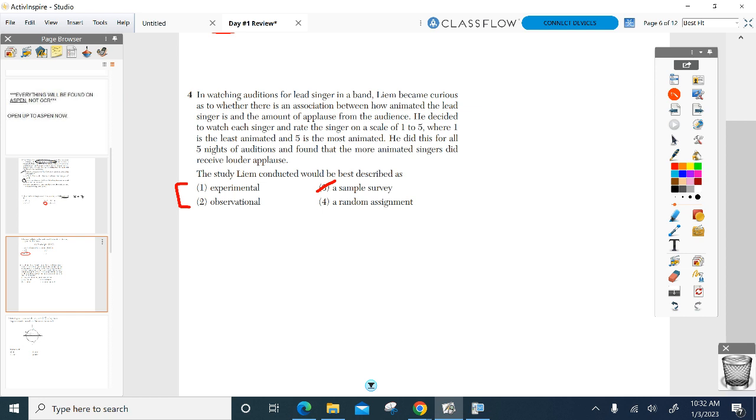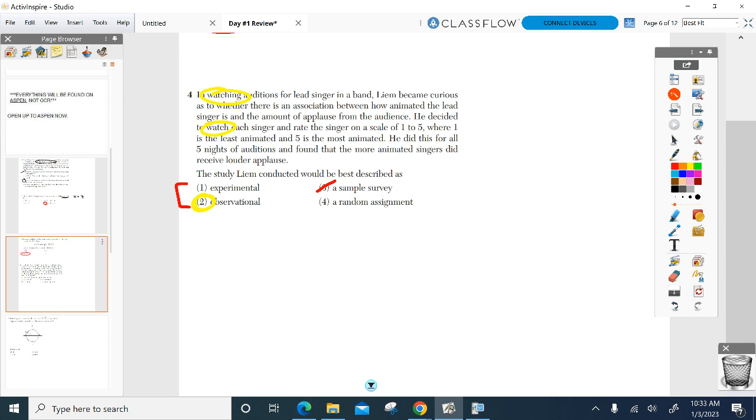Instead, what am I doing? Watching auditions. Watch each singer and rate them. I'm just sitting there watching, collecting my own data. That's observational, where I'm just watching to see what happens or collecting my own data. I am not separating them into groups. That's experimental. We all good on the difference? Yes, no, we good? Yeah.